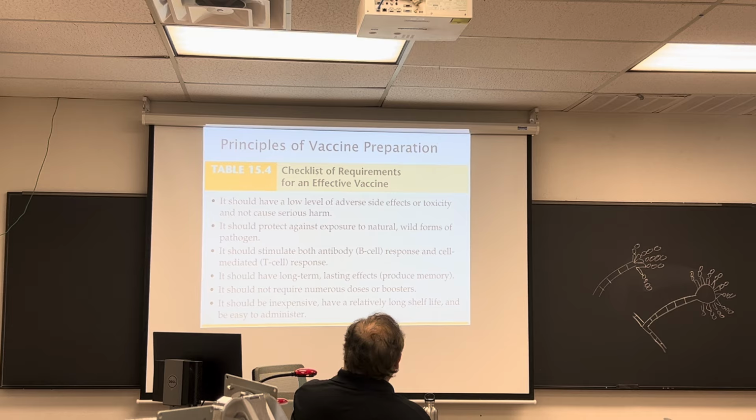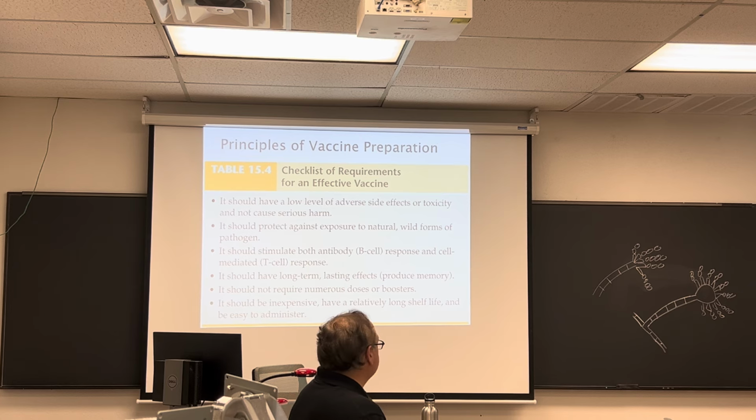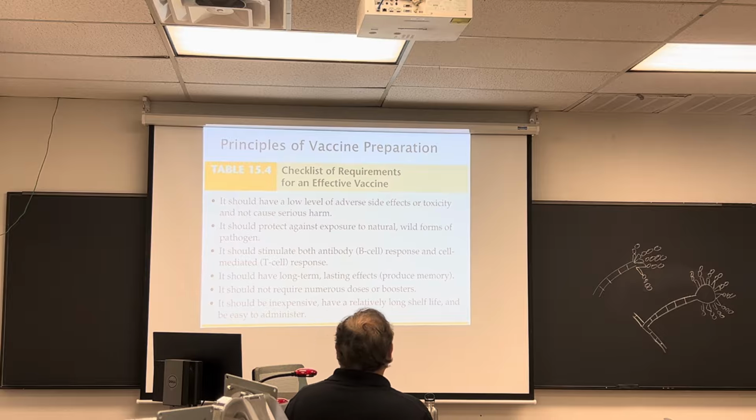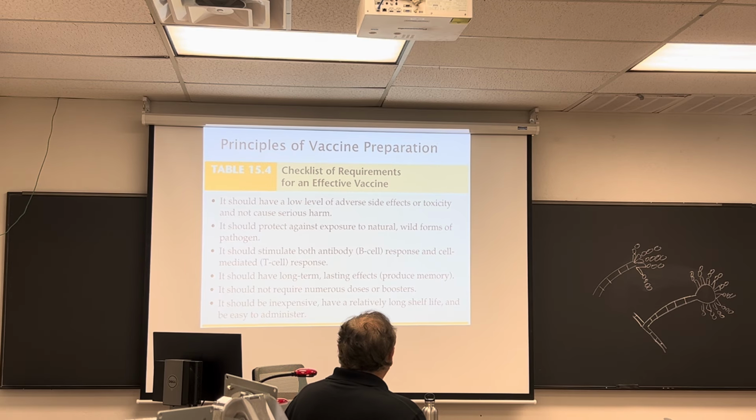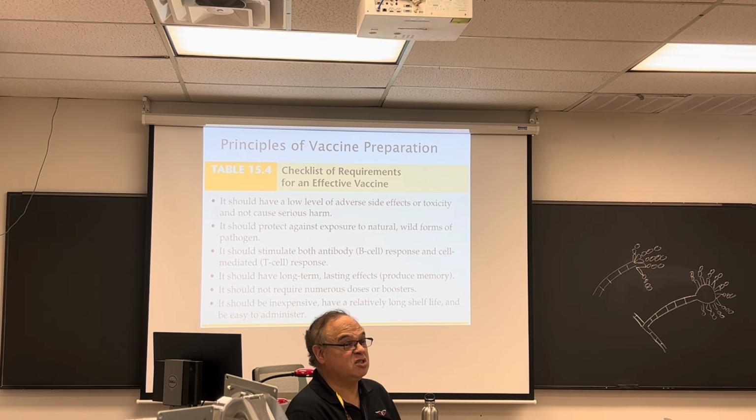Here are the principles of vaccine preparation. A vaccine should have a low level of adverse side effects or toxicity. It should protect against exposure to the natural and wild forms of the pathogen. It should stimulate both B cells and T cells. It should have long-term lasting effects and produce memory. It should not require numerous boosters, and it should be inexpensive. It is relatively cheap to make a vaccine.